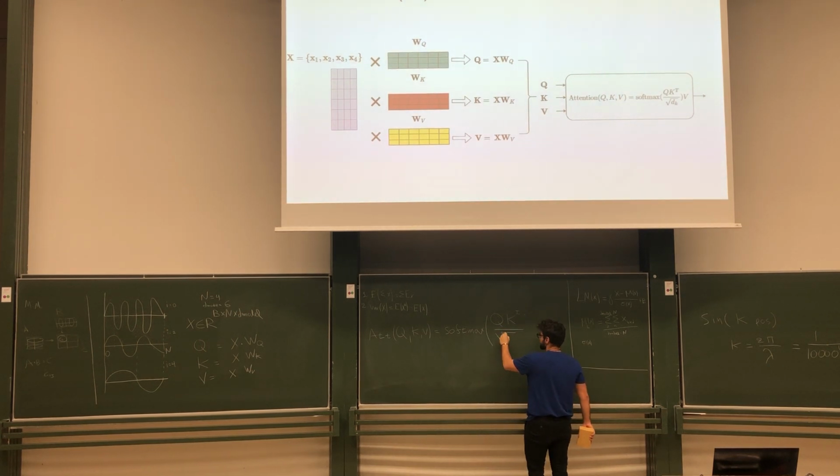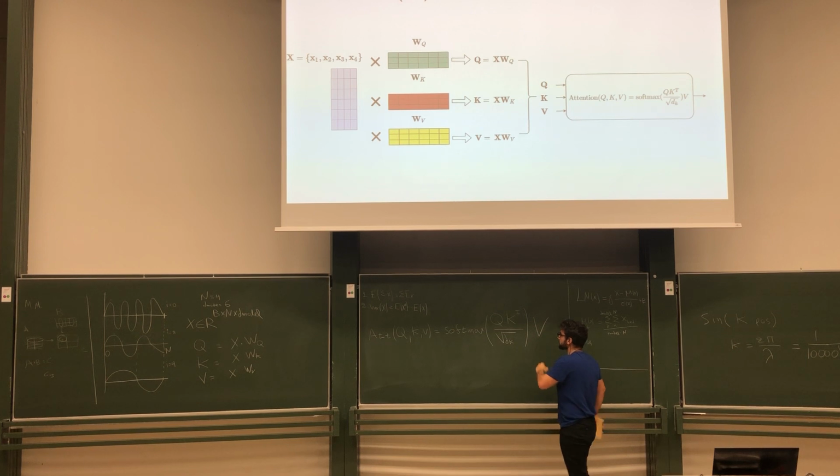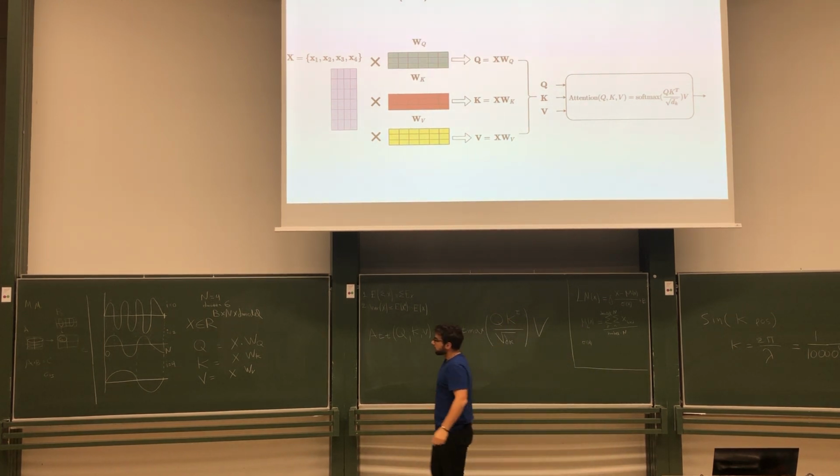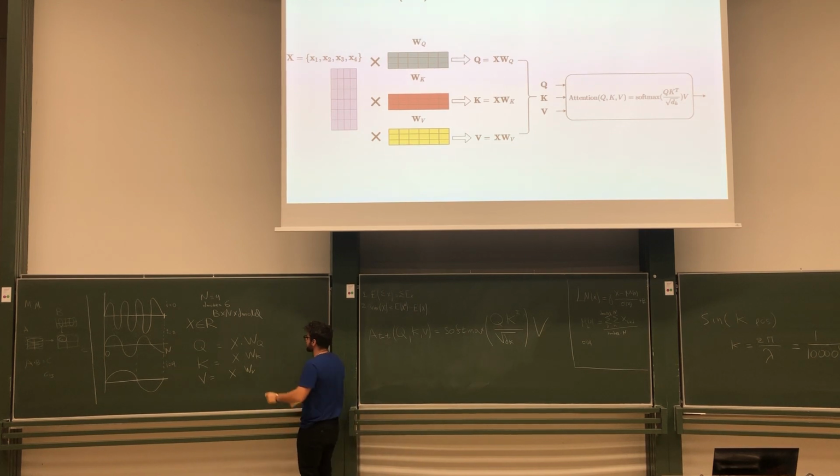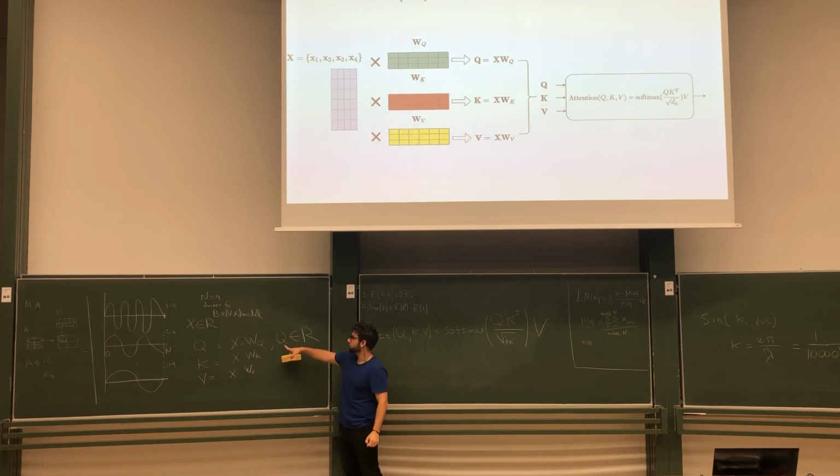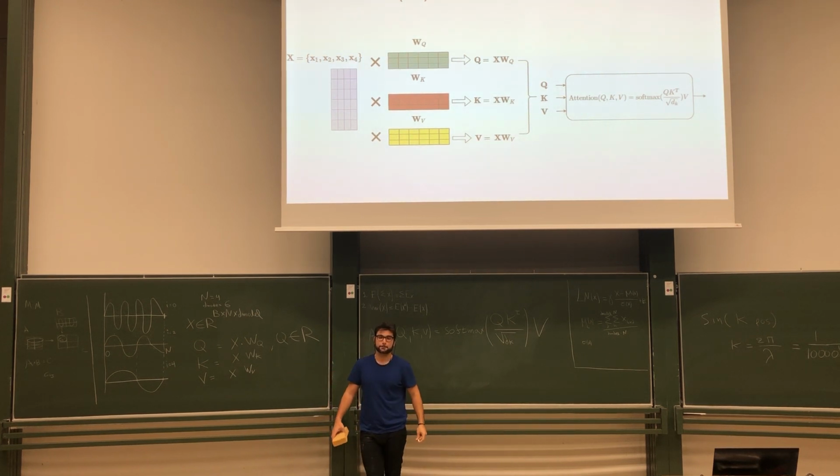Okay, we'll go into the shapes in a bit. So these are matrix multiplications. What is the shape of Q?